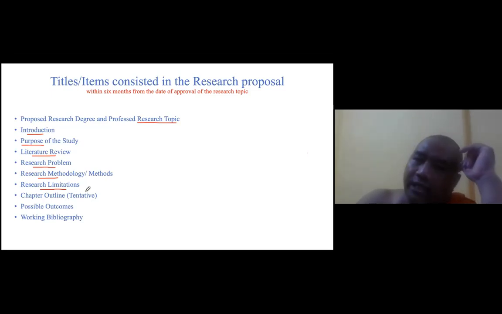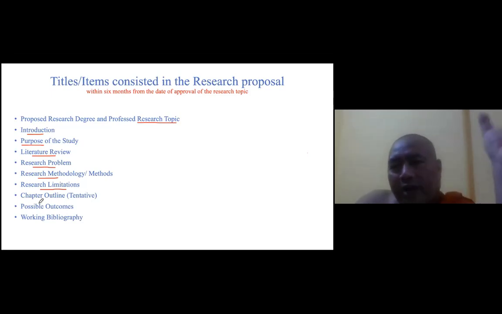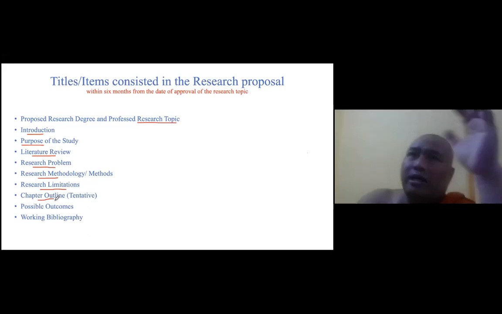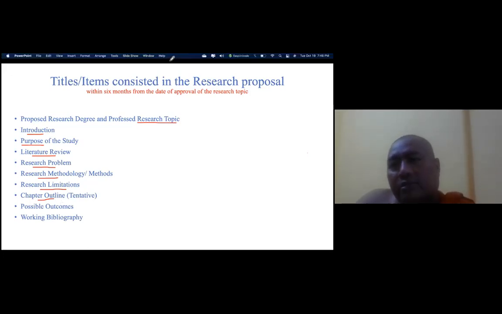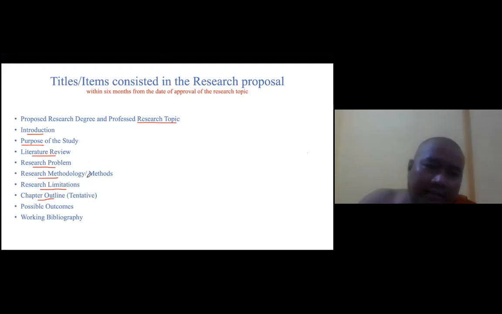Chapter outline or tentative chapters. Just mention, usually five chapters. For example, in my topic, chapter 1 is the introduction, or chapter 2 is about Western psychotherapeutic methods, the problem of behavior according to Western psychotherapy, like that. Chapter 3, chapter 4, chapter 5, like that. So these are the chapter outline.